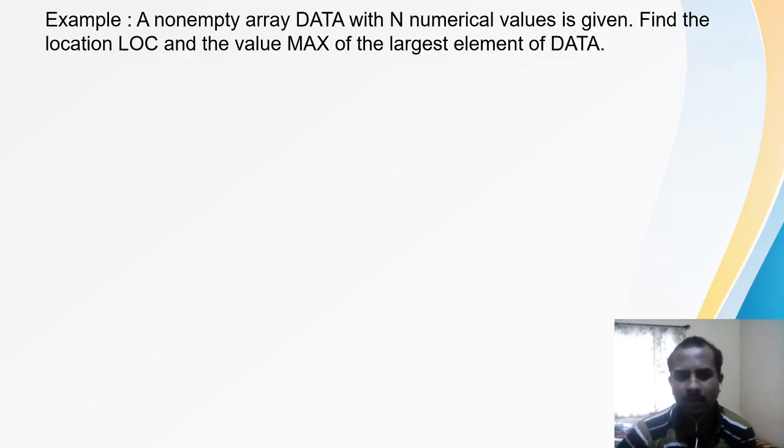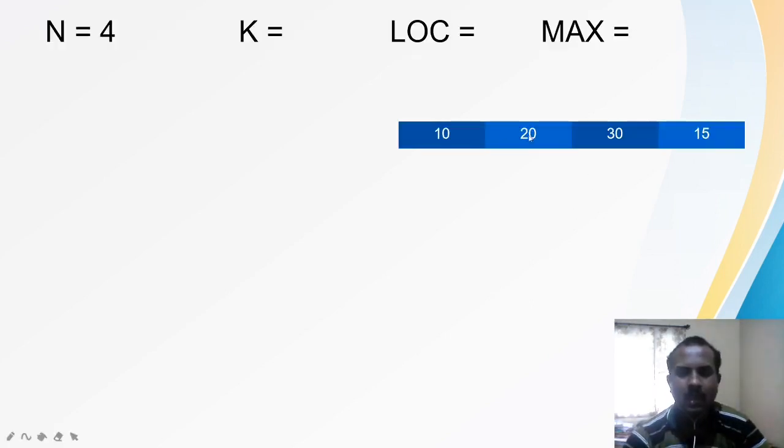Next, what have they given? They have mentioned you have to find the largest element in the data array, and then what you have to do? Then you have to display the location and the maximum element of the array. Okay. So before going to the algorithm, let us see the flow chart. I have the array data here, and I have the data elements 10, 20, 30 and 15.